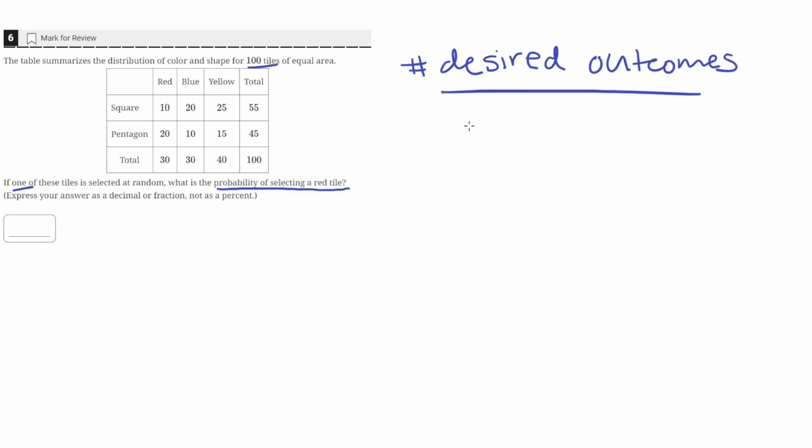The table summarizes the distribution of color and shape for 100 tiles of equal area. If one of these tiles is selected at random, what is the probability of selecting a red tile? So the probability of a simple event is the number of desired outcomes divided by the total outcomes.